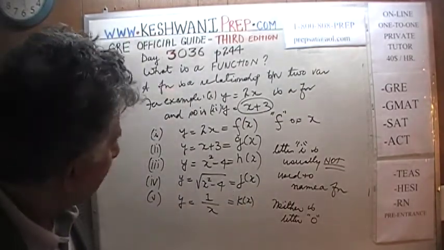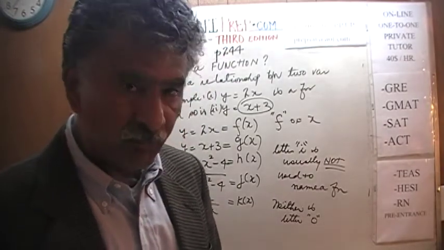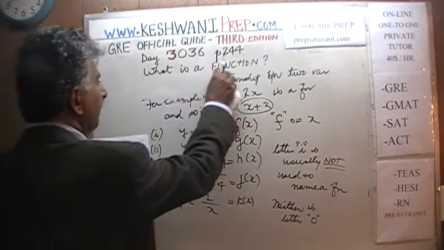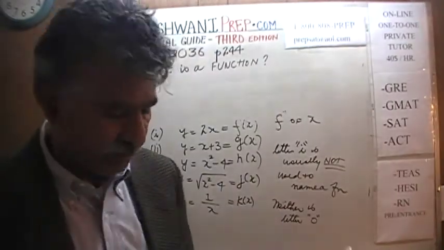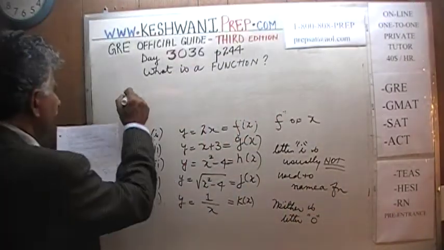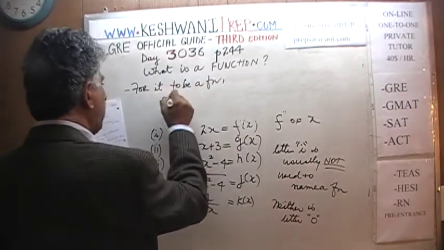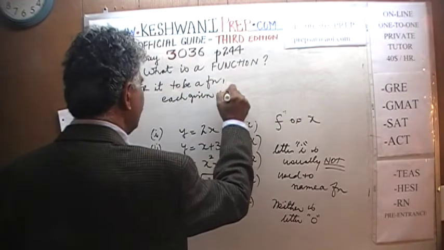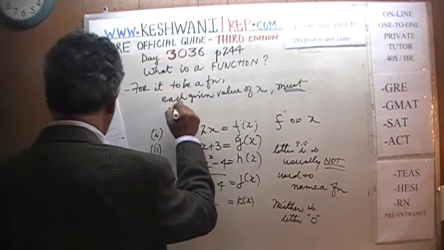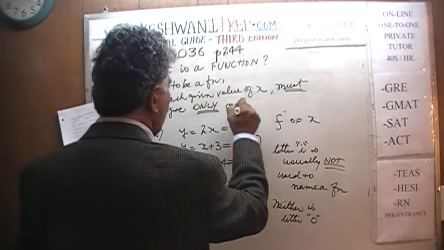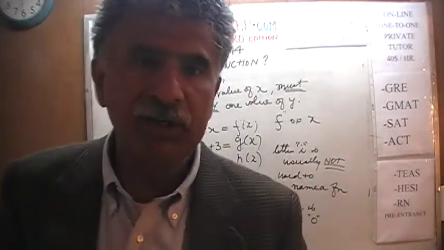Which is, what is the requirement for something to be a function, for something to qualify as a function? What is that one important condition that it must fulfill? For it to be a function, or a relationship between two variables, each given value of x must give us only one value of y. Only one value of y. Each given value of x must give us one unique value of y.